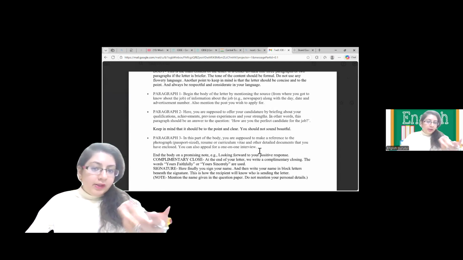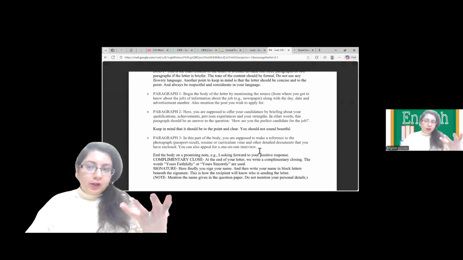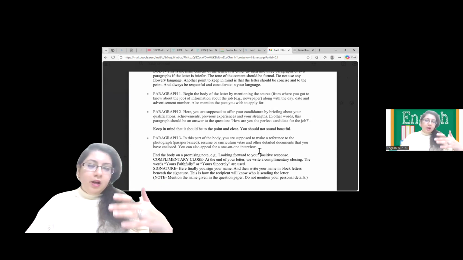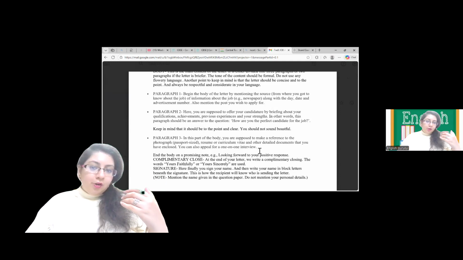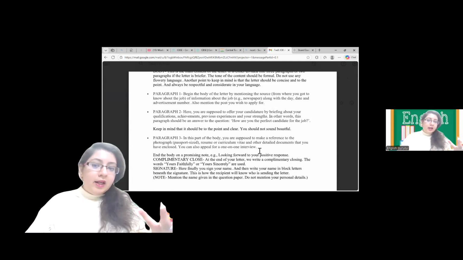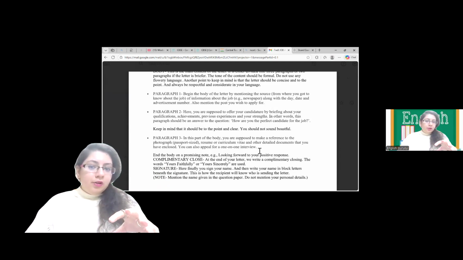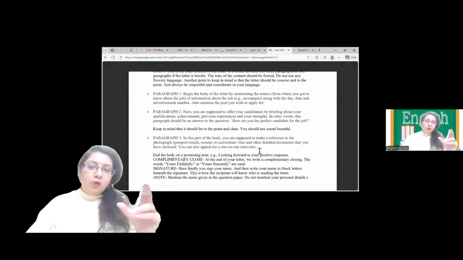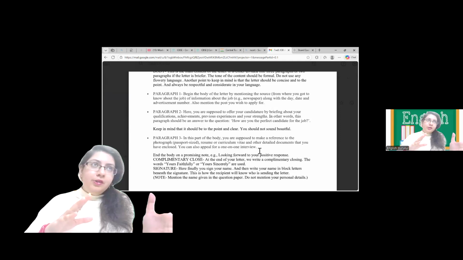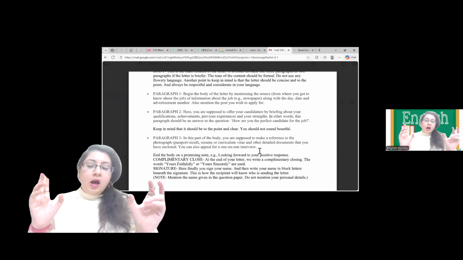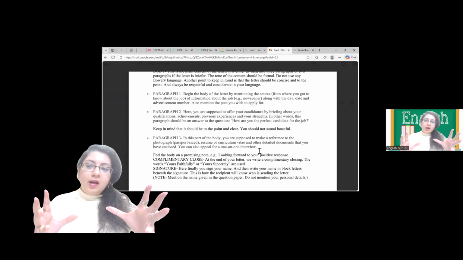So previous experiences, if you have worked in any company, or any other school previously, then you can write your previous experiences and your strengths, right? So in other words, this paragraph should be the answer to the question: how are you the perfect candidate for this job?